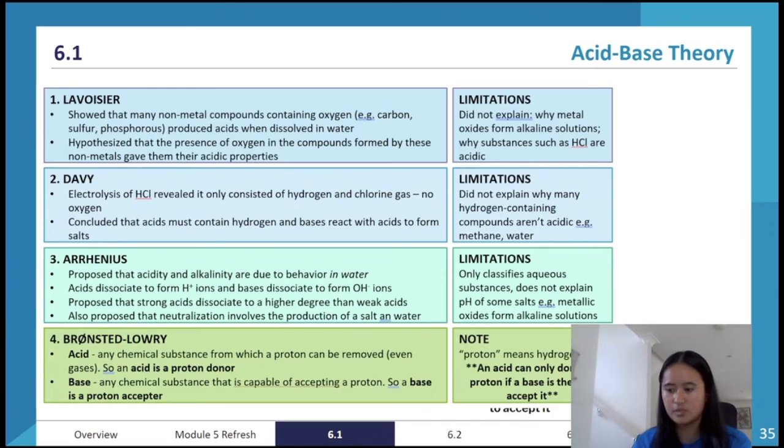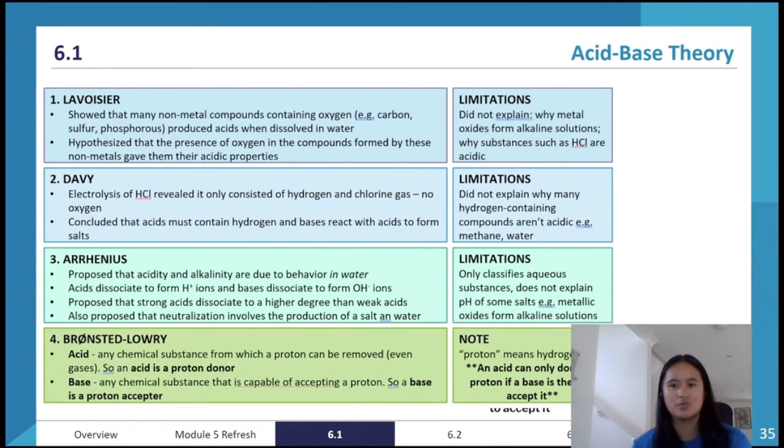So there's that. Final thing before we get on to the second inquiry question, which I think is very important, is our good friends Lavoisier, Davy, Arrhenius, and Brønsted-Lowry. These are the 4 theories that you are required to know about acids and bases. Acid-base theory is quite interesting, I think. It's really easy to remember, in my opinion, because I think there's such a natural progression between the different theories. It makes sense, the order, so it's not too hard.